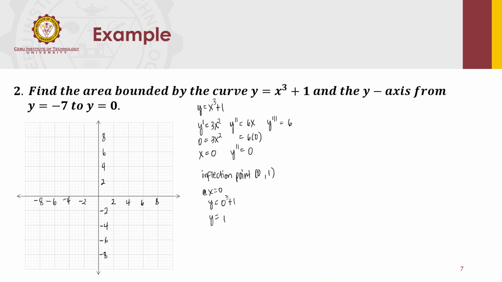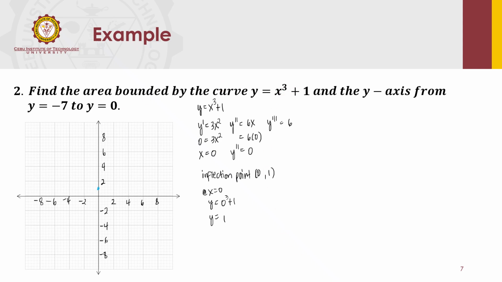So we can plot now the inflection point at (0, 1). So it's right here. And then for the other points, since there's no maxima or minima, we'll make use of the points here. So these are the boundaries. So we can use them to find more points for y equals x cubed plus 1, right?